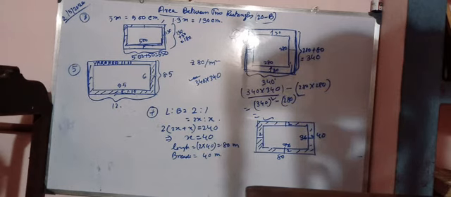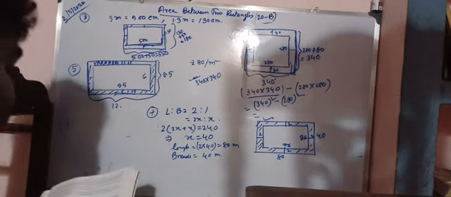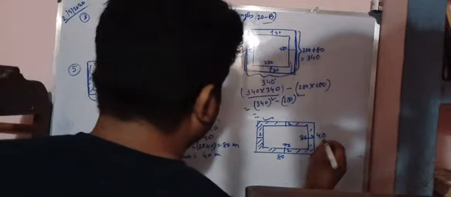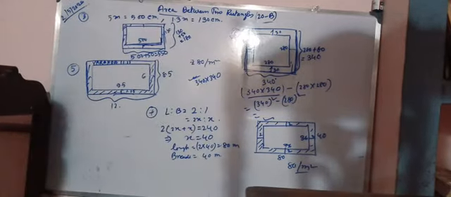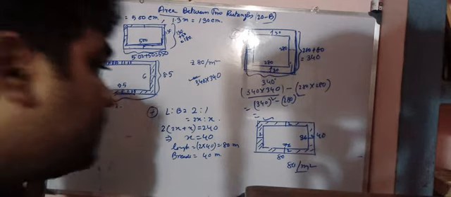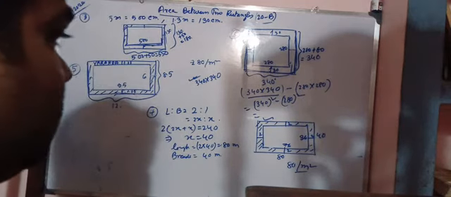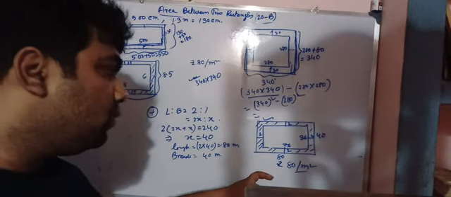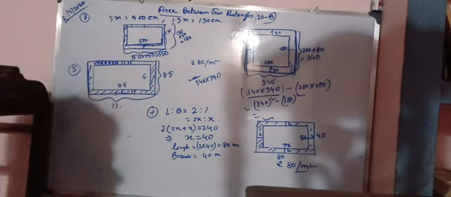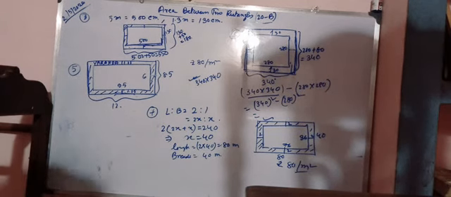Now the cost of paving the path is 80 per meter square. So we have to multiply this rate, rupees 80 per meter square, with the area of this path, and we will get my required result.